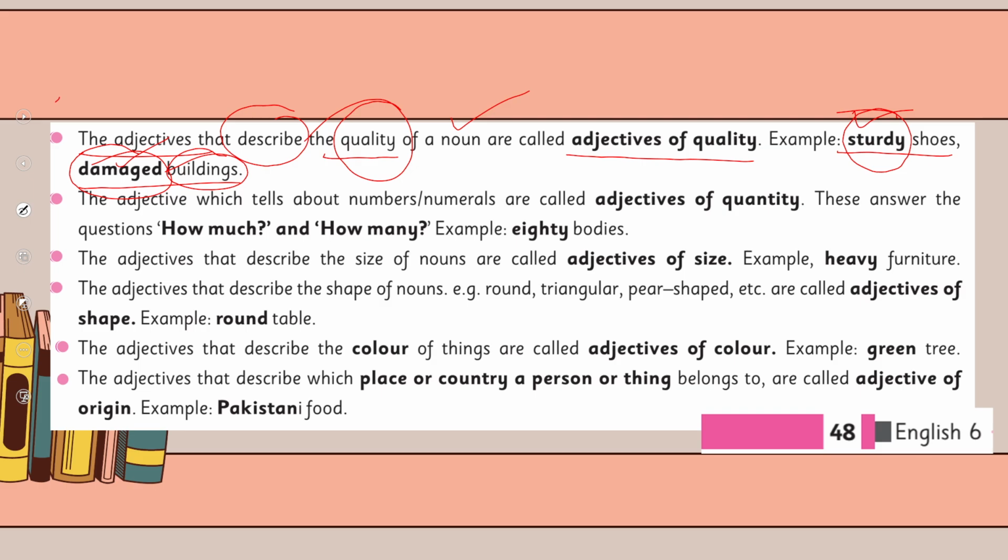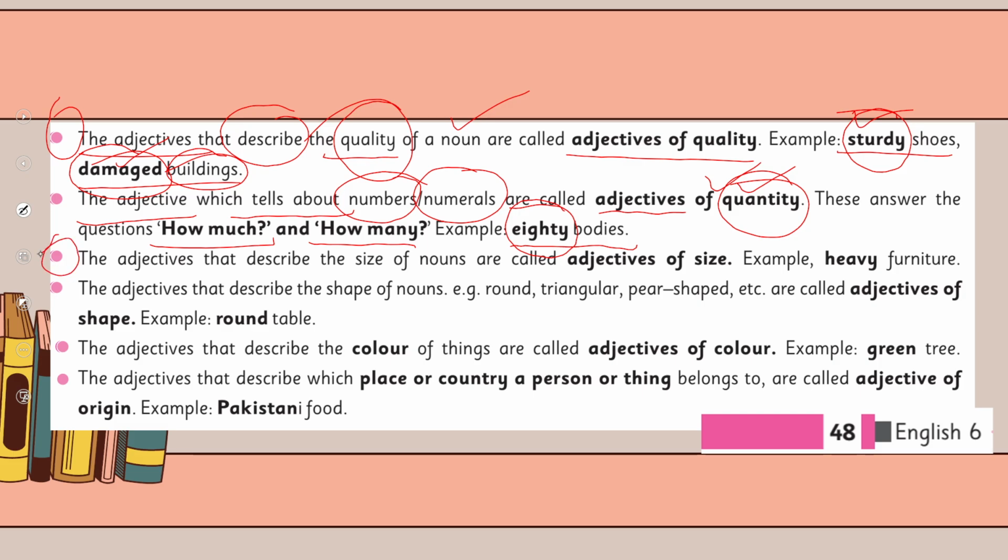Now, let's move on. The adjectives which tell about numbers or numerals are called adjectives of quantity. Why? Because when we use the word quantity, it includes numbers. Either something is few, much, more, 2, 3, 5, etc. These adjectives answer how much something is and how many. For example, 80 bodies. Now here 80 is our adjective, and what kind of adjective is this? It is an adjective of quantity.